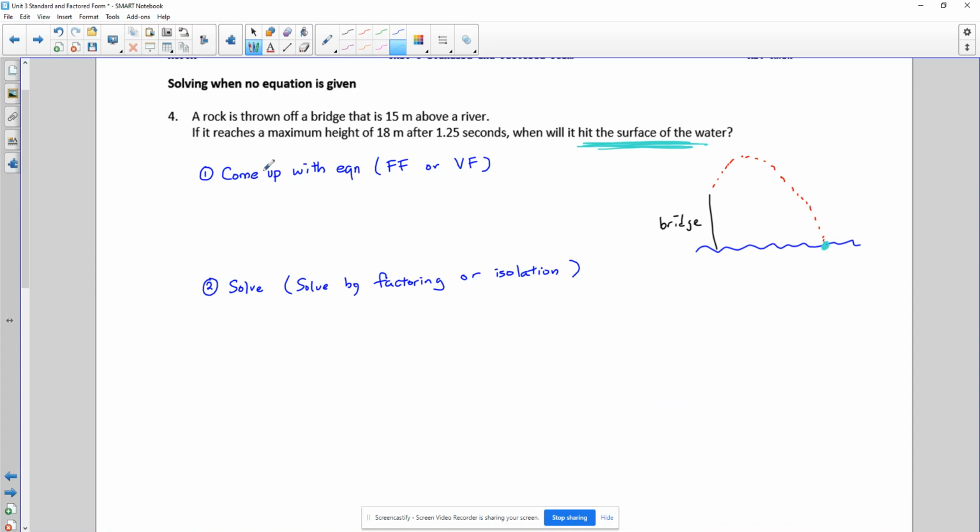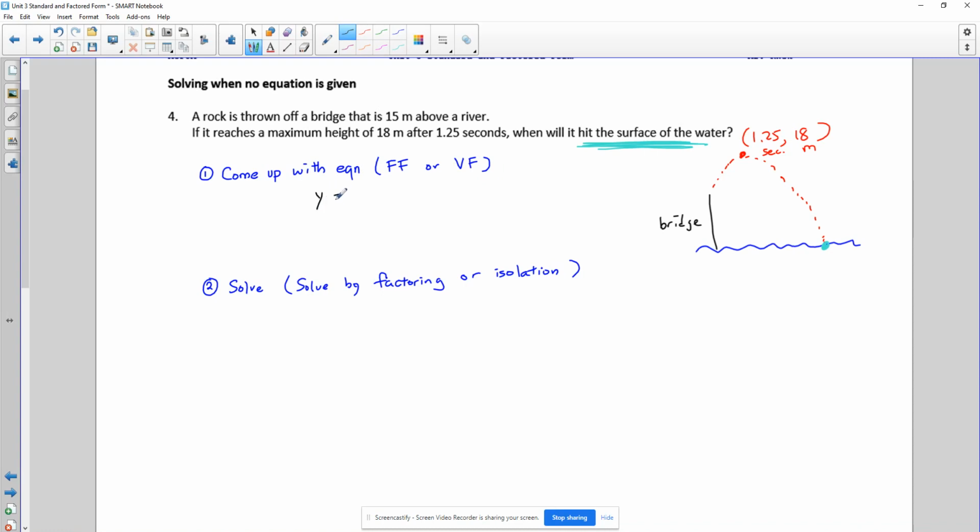Now, what they do know is that it reached a maximum height of 18. So at this point, this is 18 after 1.25 seconds. So this is 1.25 seconds, and this is the height in meters. So they technically gave us the vertex over here. So definitely we're going to use the vertex form.